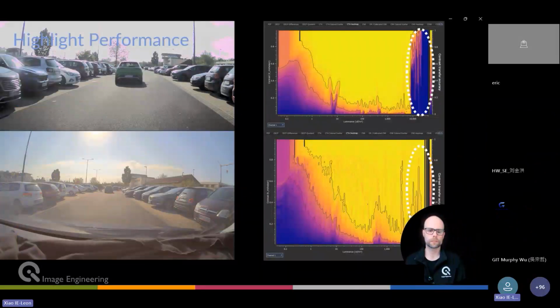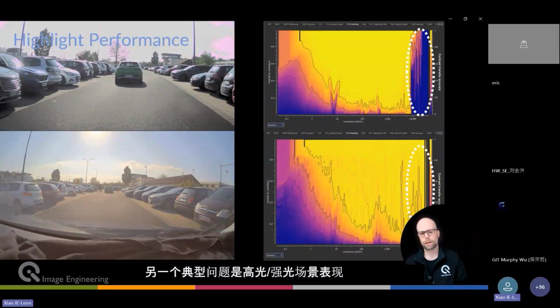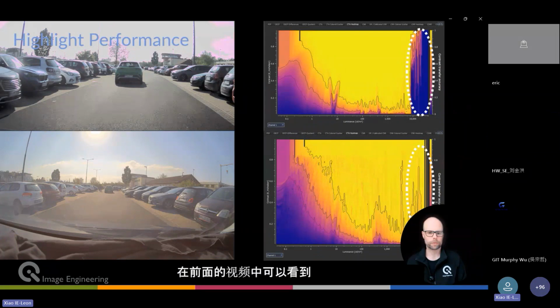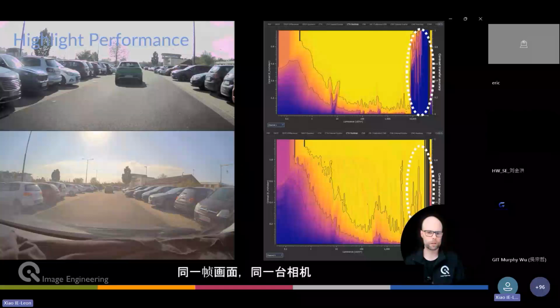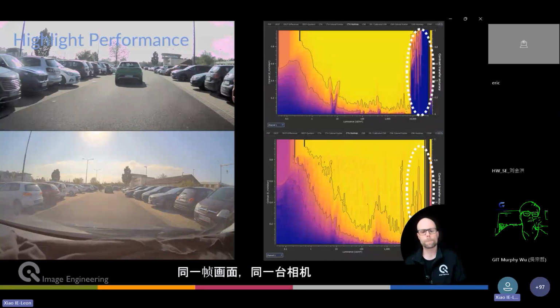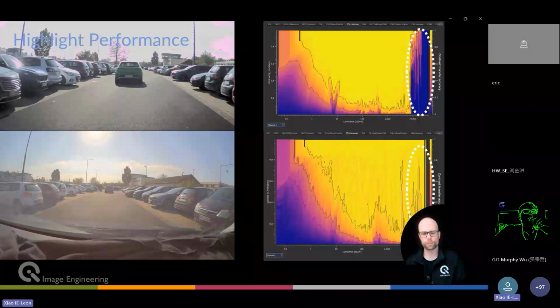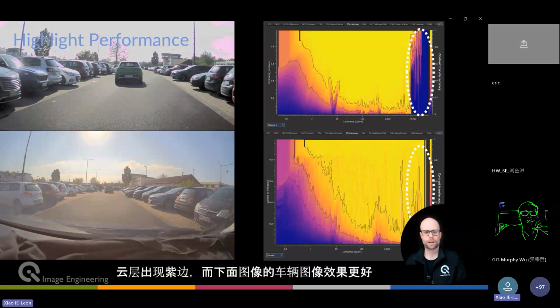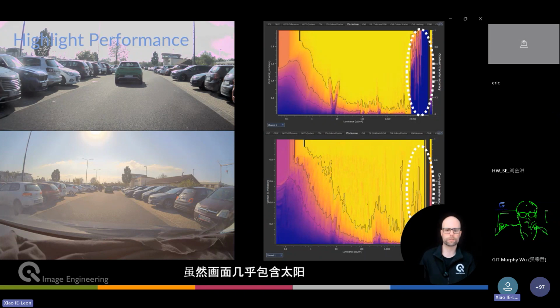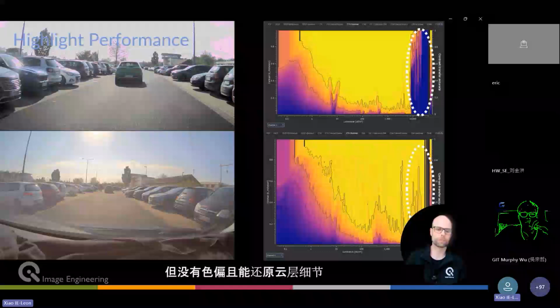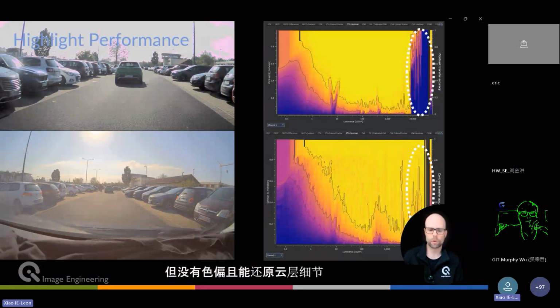Another typical issue is the highlight performance. So you saw that in the previous video, just a frame. One camera in the top has a highlight issue, so the clouds are getting purple. While the lower image is much better, so you have nearly the sun in the field of view, but there's no color shift and it can reproduce the clouds.